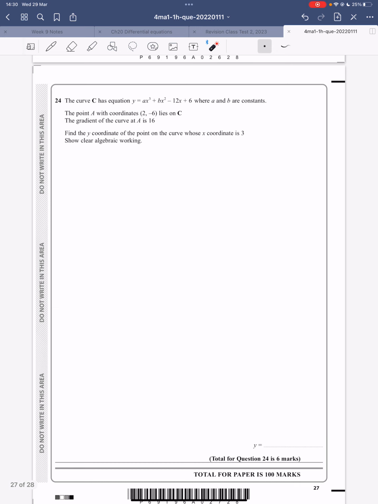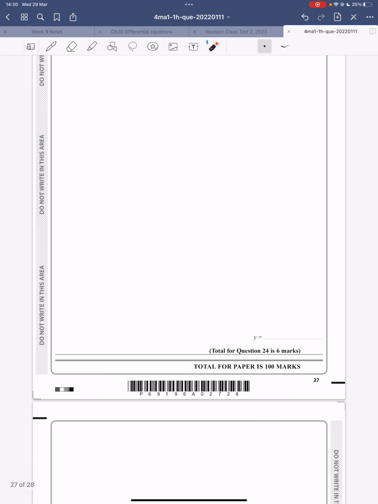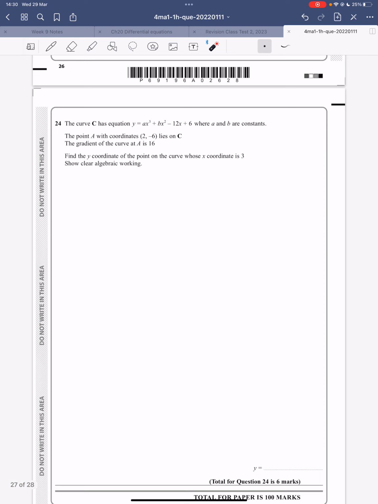Right, number 24. The curve C has the equation y equals ax cubed plus bx squared minus 12x plus 6. A and b are constants. A with coordinates 2, minus 6 lies on C, and the gradient of the curve at A is 16. Find the y coordinate on the point of the curve where x is 3. Show algebraic working. So we've got two unknown letters, a and b, and we can use these two bits of information to work them out.